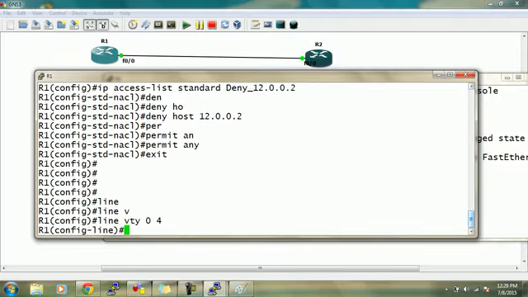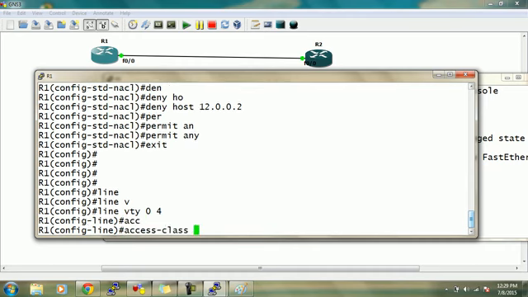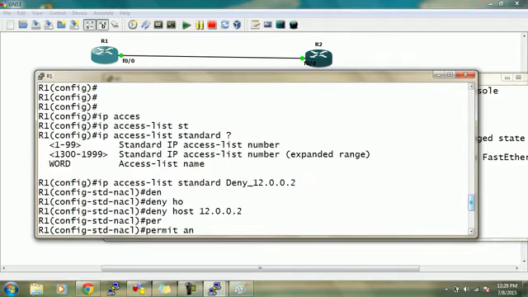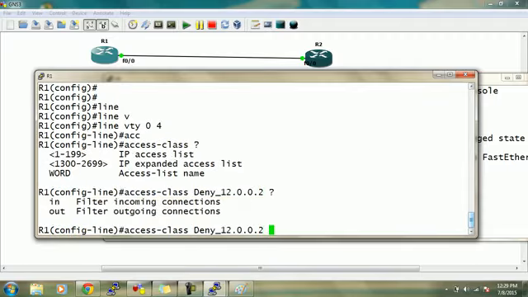Now line vty 0 to 4. In which mode am I? Line mode. What I will do here is write a simple command: access-class. After access-class, press question mark. What is it asking for? This is my ACL name. Direction. On a router, the client will always send a request into the router. This thing is clear?